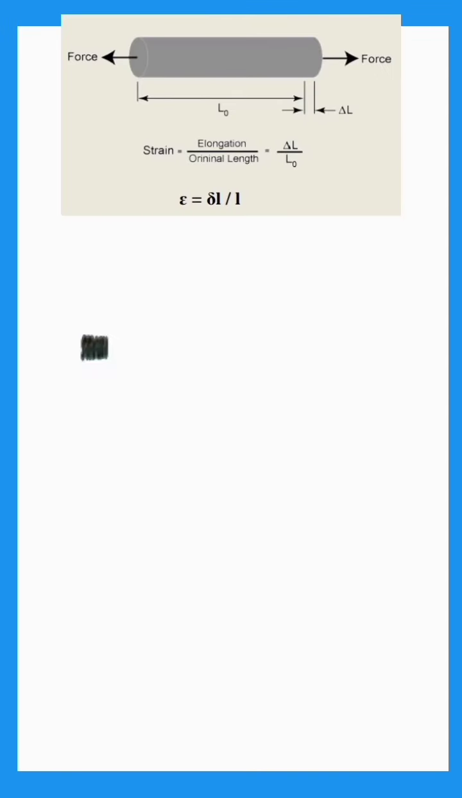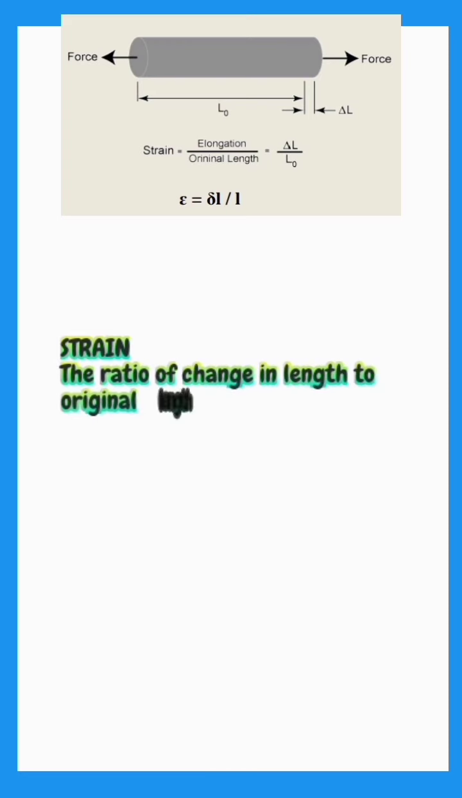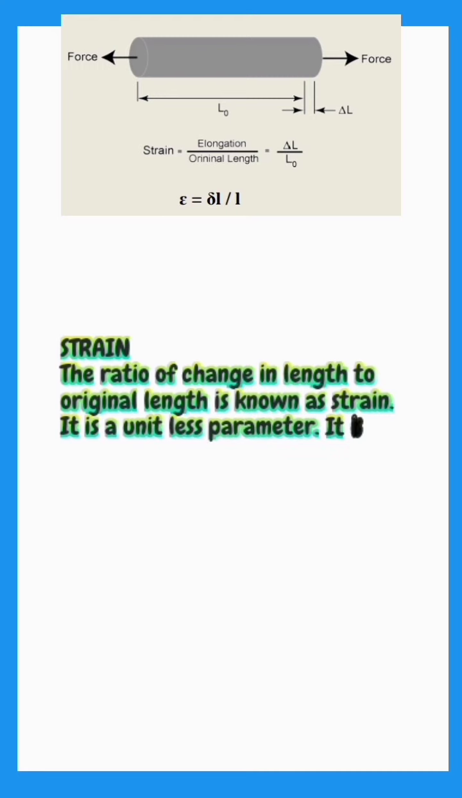Next important term, which is mostly used in calculations, is known as strain. The ratio of change in length to original length is known as strain. It is a unitless parameter. It is denoted by epsilon. Epsilon equals delta L by L.